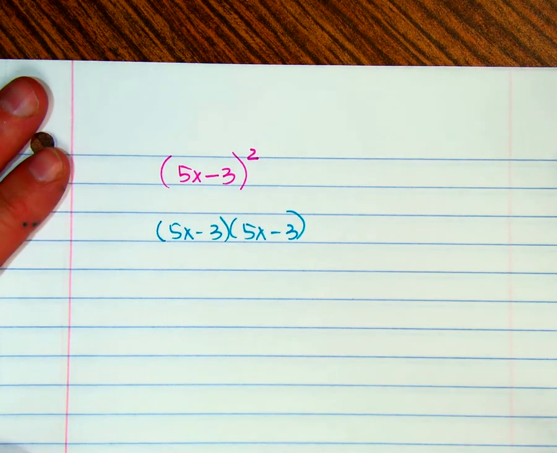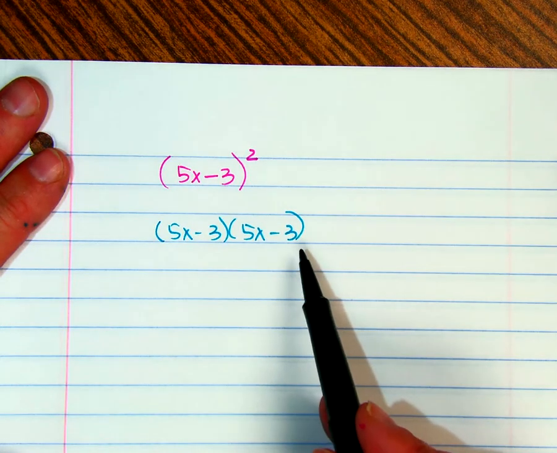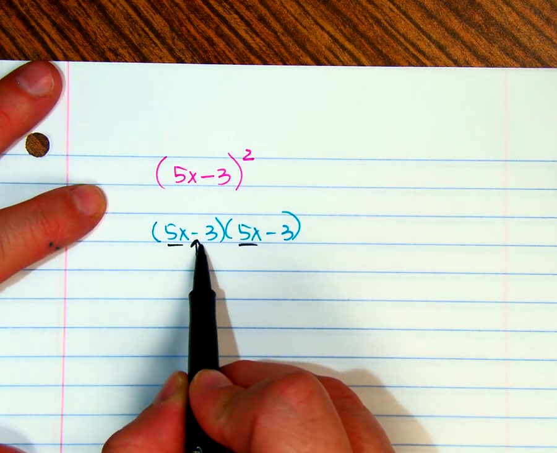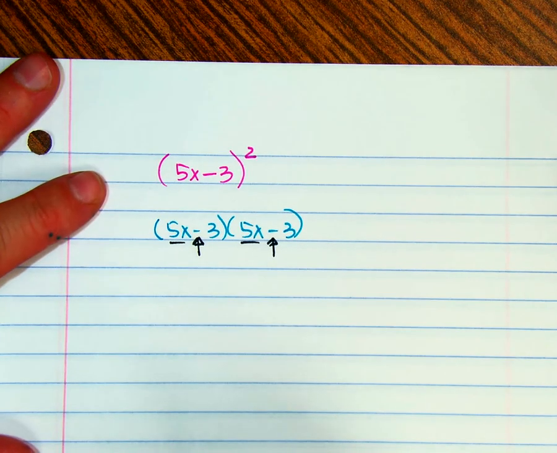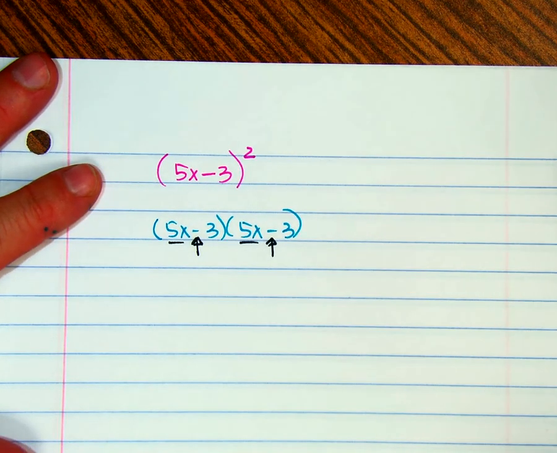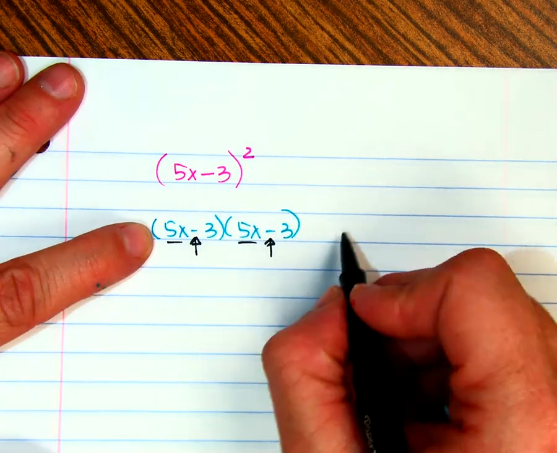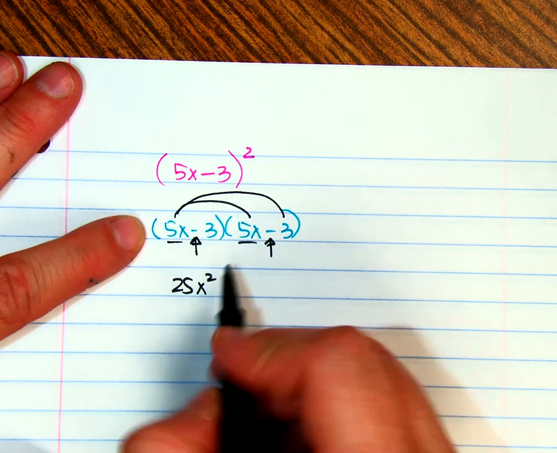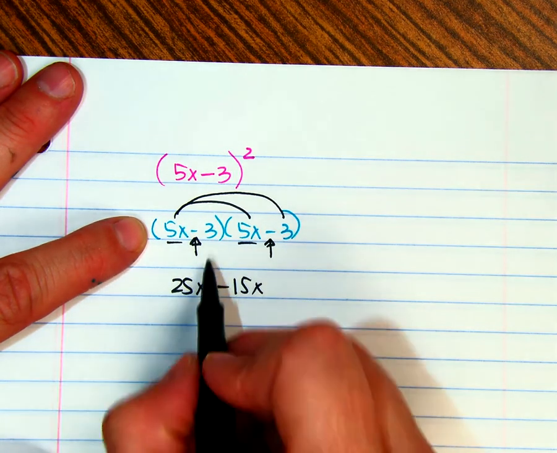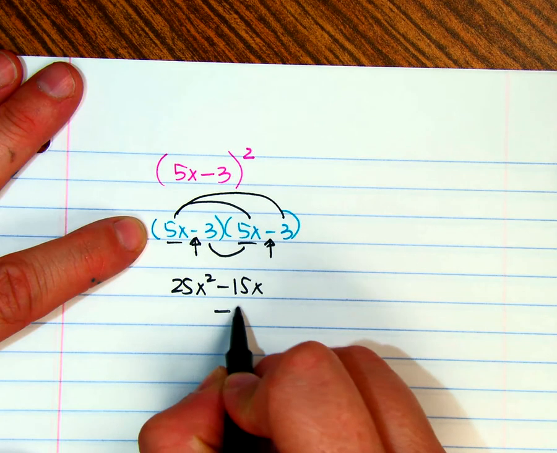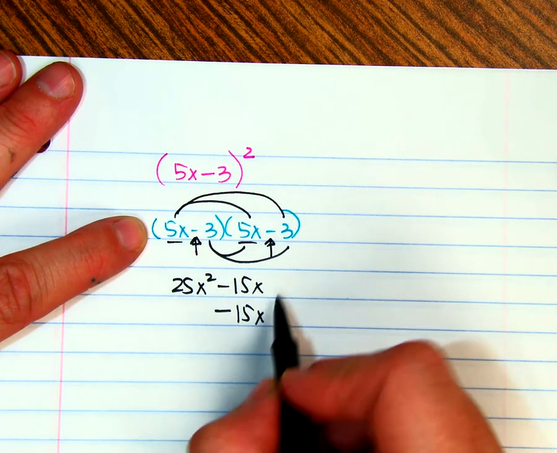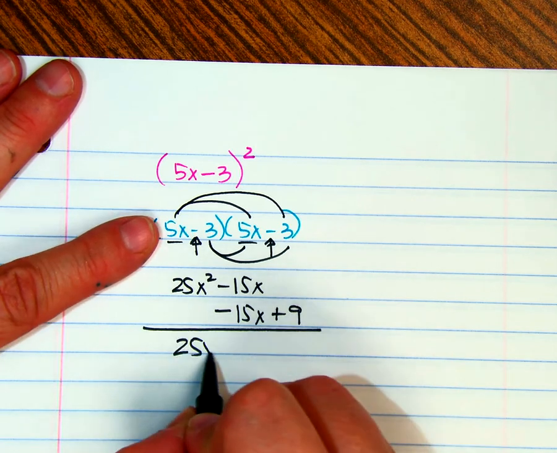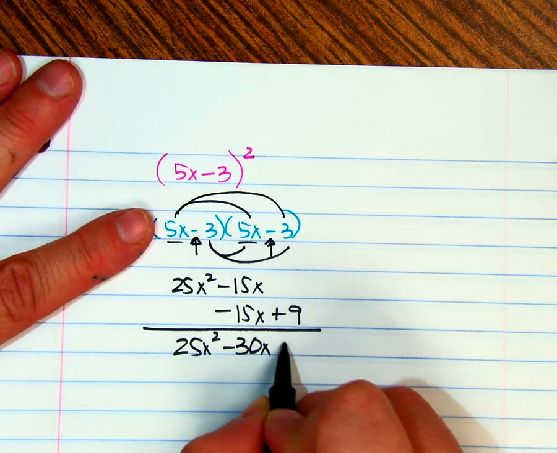A very common error here is people think that this is the same shortcut as the last one that we just did. Same terms, but these are both the same. So it's not going to do anything special with canceling out the outers and the inners. So 25x squared, whoopsie, and minus 15x. Inners would be another negative 15x, and then last would be a positive 9. Add them up, 25x squared minus 30x plus 9.